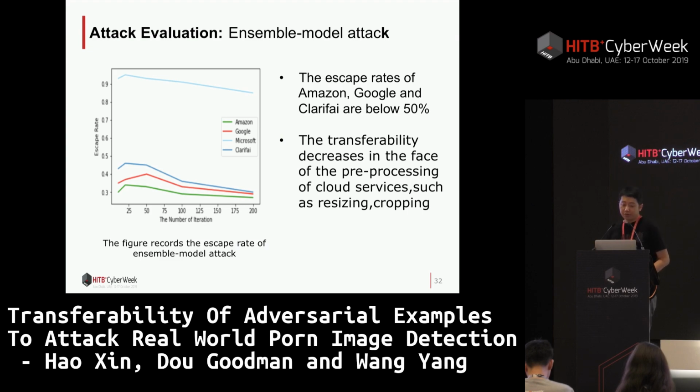We can see that the basic success rate against these cloud classification services is less than 50%, which is much worse than our method. It is still very difficult for the traditional transferability methods to attack the cloud classification services successfully.